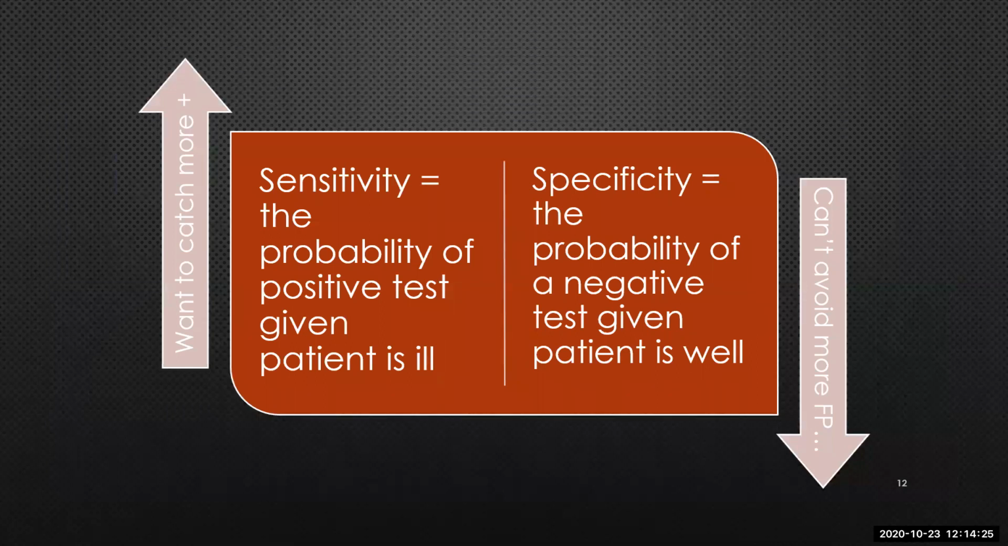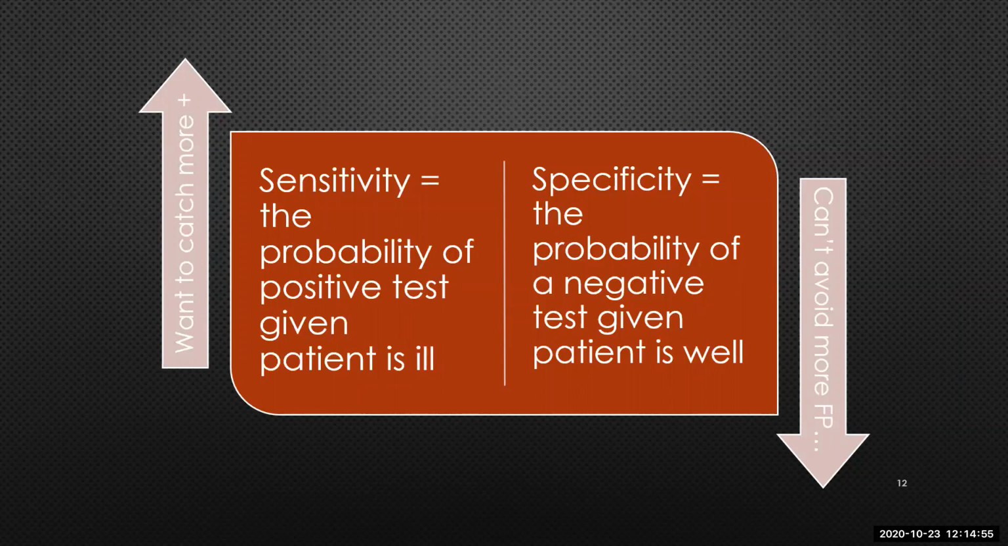Before we do that, I wanted to just talk about sensitivity and specificity. I think quite commonly we talk about these terms in math and in formulas, but I want you guys to think about them in terms of what they mean. And so sensitivity you can think of as the probability of a positive test given that the patient is ill. And specificity is the probability of a negative test given a patient is well.